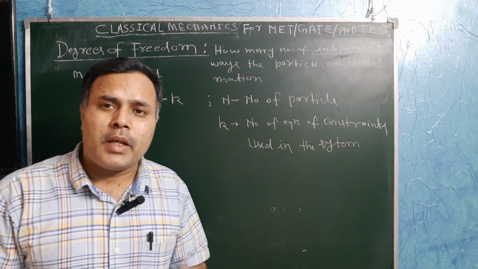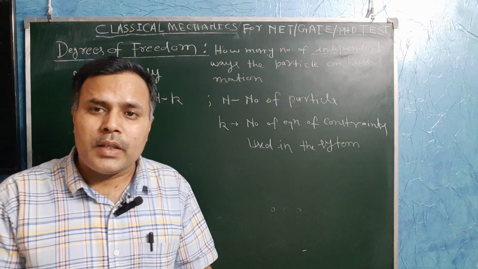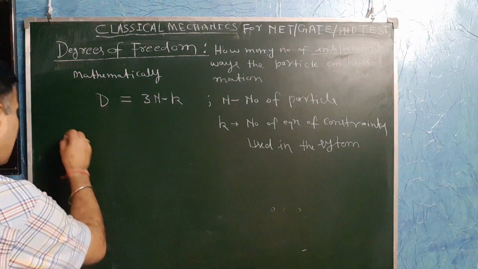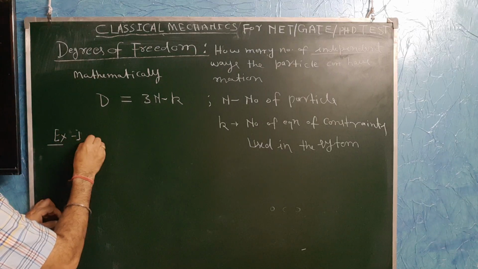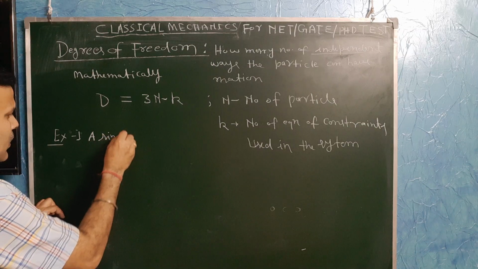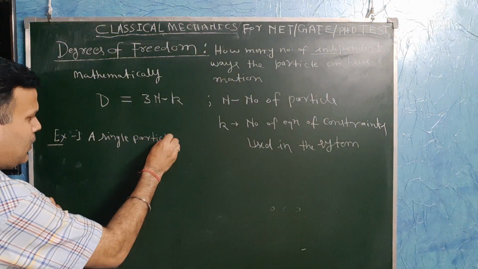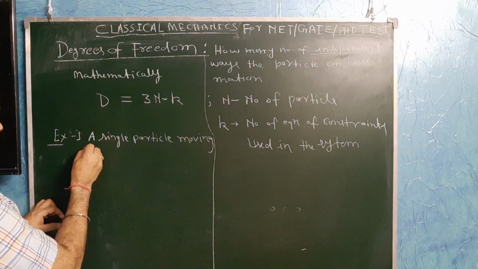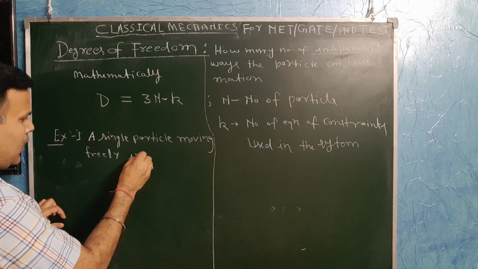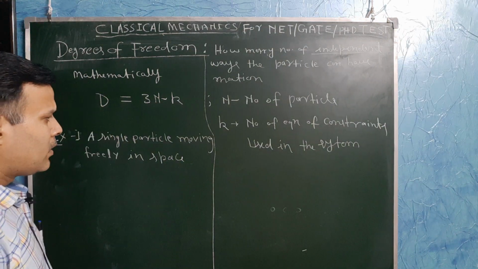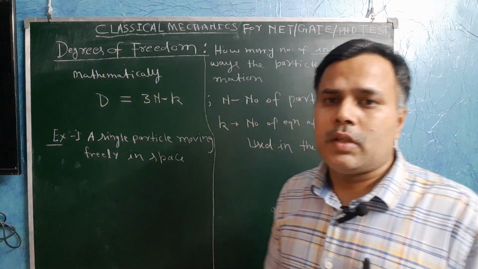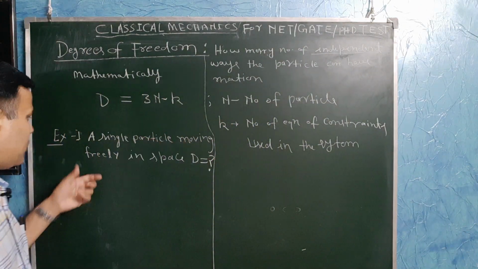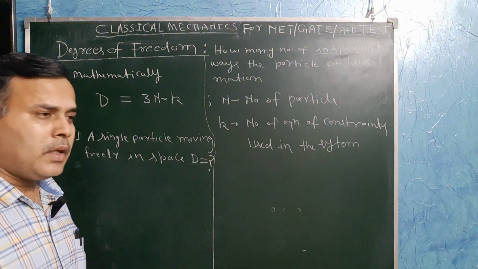Now let us understand the concept of degree of freedom through examples. Suppose we have a single particle in space. Example 1: a single particle moving freely in space. So what is the degree of freedom? We have a single particle which is moving freely in space. This is the question.